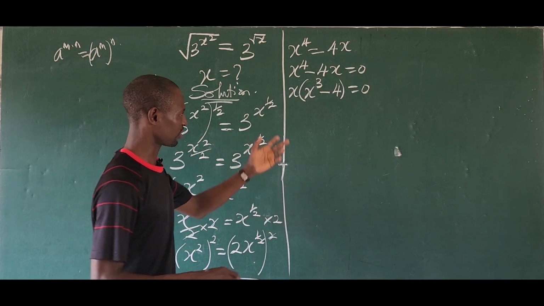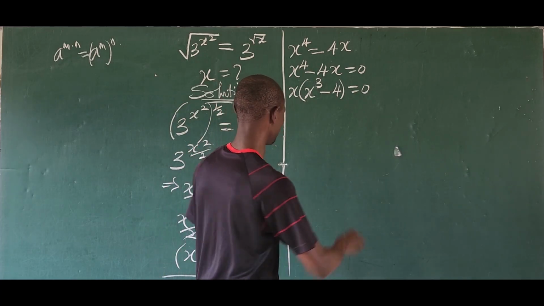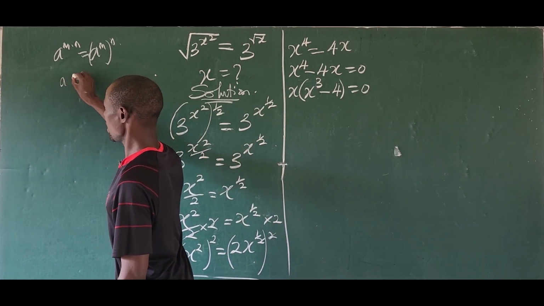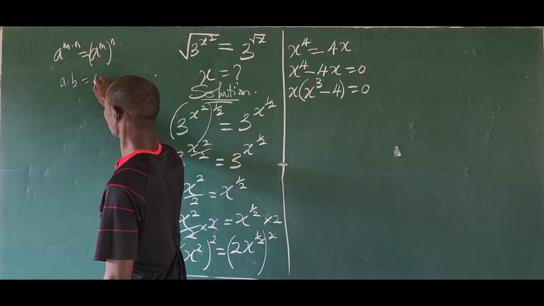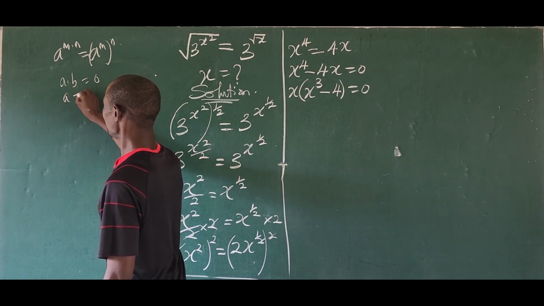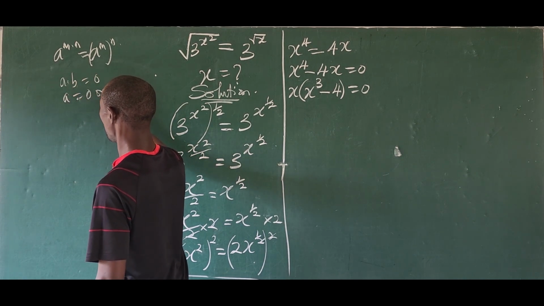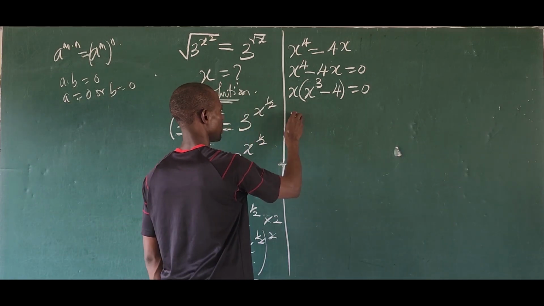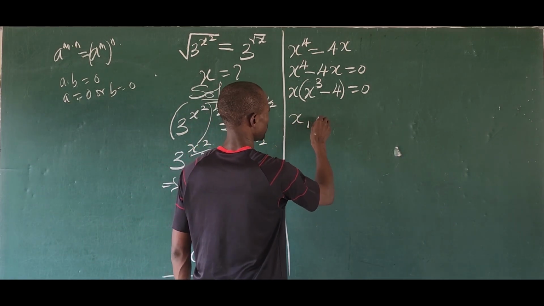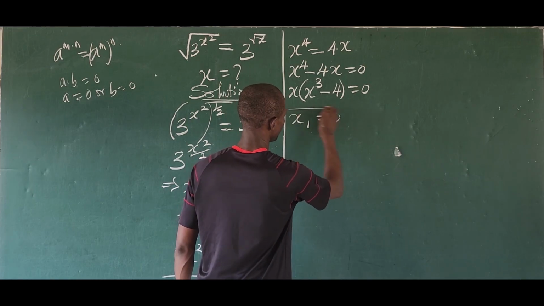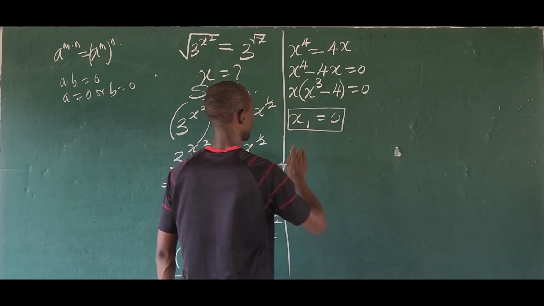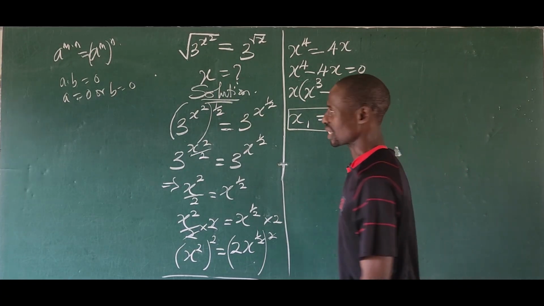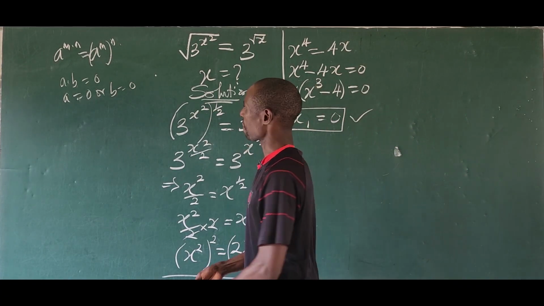So from here, we just have to consider the zero property, which says that our a, okay, let's use a times our b is equal to 0, and our a will give us 0, or our b will be equal to 0. So yeah, we're taking case 1, we're going to have x1 is equal to 0. So this is the first root, or the first answer to this challenge. But let's check if this will satisfy the original equation.